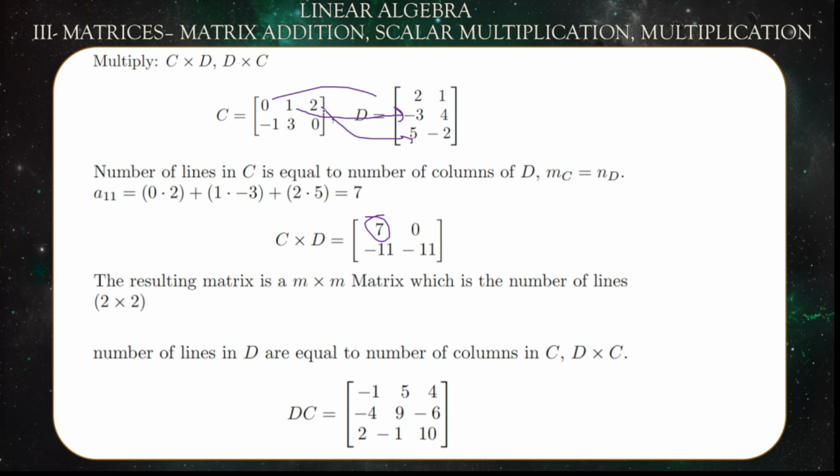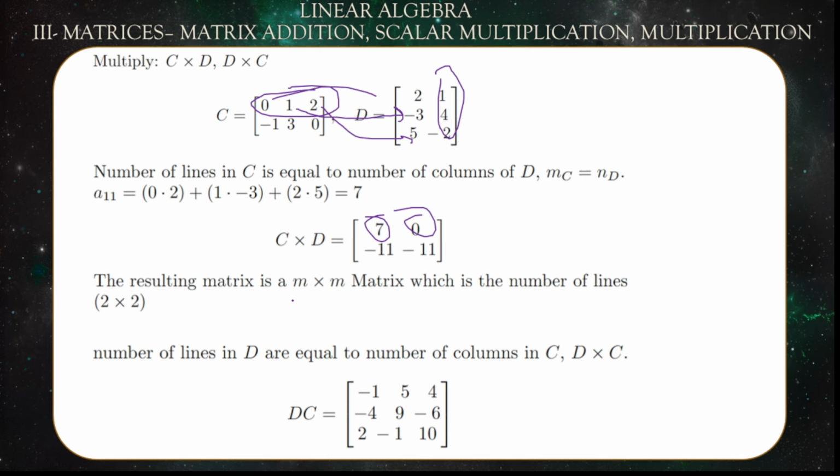Then the first row, second column, which is C12, is equal to 0 times 1 plus 1 times 4 plus 2 times minus 2, which is 4 minus 4, equal to 0. I hope it's clear. And you go from there using the same method. So it gives us 7, 0, minus 11, minus 11.